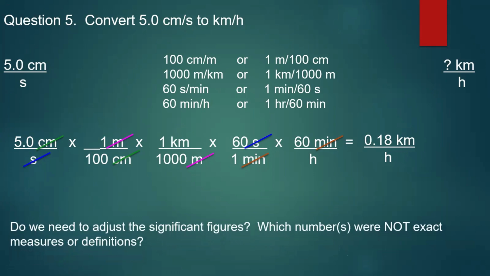So now don't forget to look back at our significant figures. So we were multiplying and dividing. So we look at the number with the least amount of significant figures, and we only have one number because all the rest are definitions. Conversion factors are definitions. So this one has 2 digits, and our answer has 2 digits. So we're good. We don't have to adjust anything.